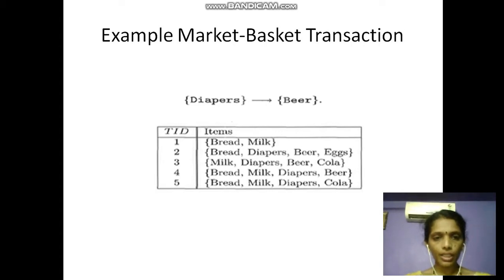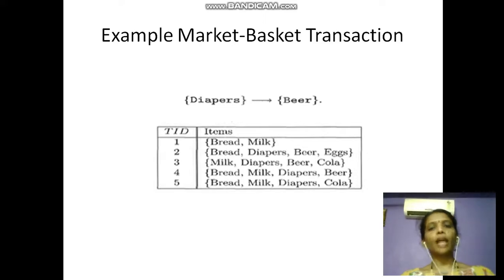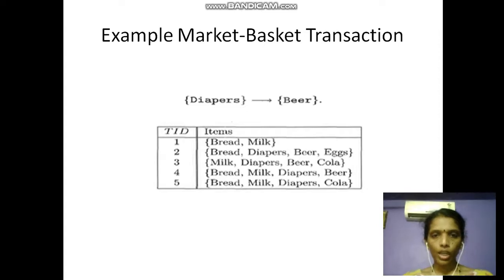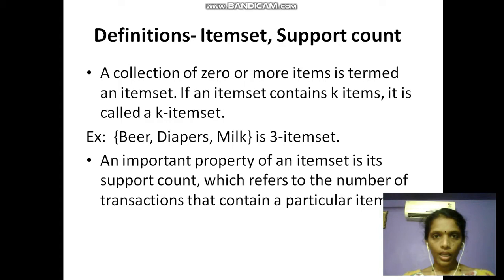In this market basket transaction, we have 5 transactions where items in each transaction are recorded. By observing these transactions, you can easily specify that wherever there is a diaper, there is a beer in association with diaper. Therefore, we can say that diapers implies beer. The association rule will be represented with the help of an arrow symbol.